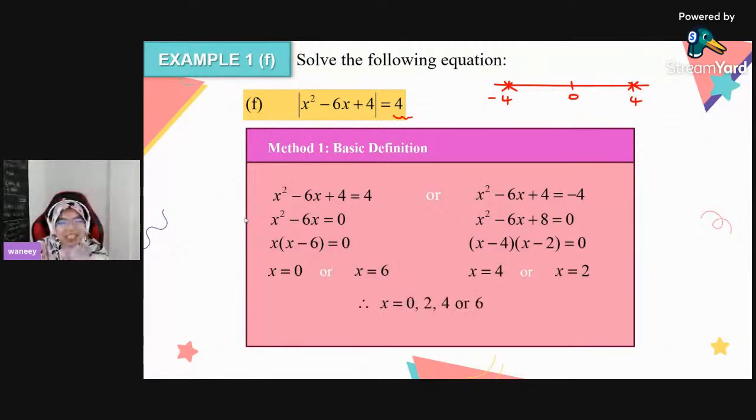Okay, and then final answer combine semua. So x equal to 0, 2, 4, 6. Nanti boleh ganti balik lah. Check balik tau. Tengok dapat apa. Dapat tak 4 tu? Sepatutnya dapat. Yang ni tak ada masalah sangat. Okay. Done with absolute value equation. So now we got to do absolute value inequalities.